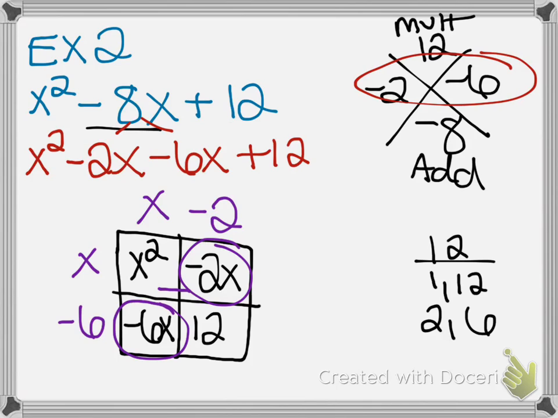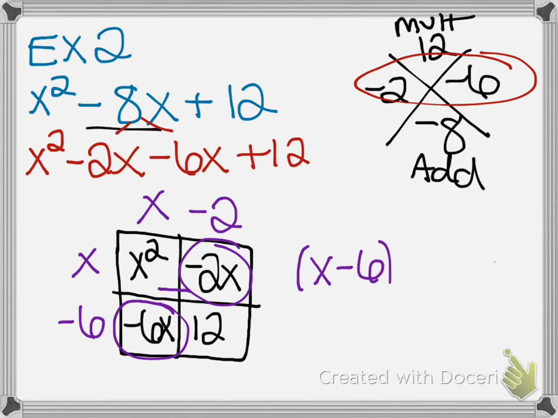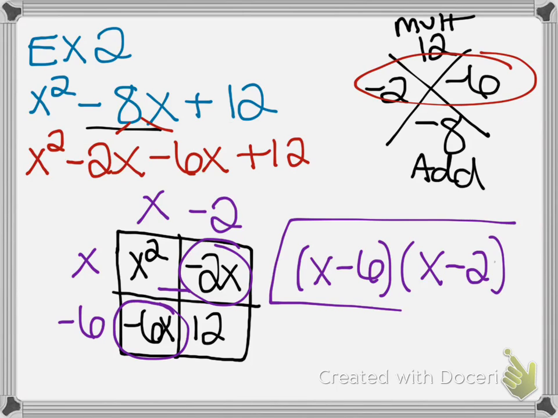So now I just need to write out, let me make some room. Now I just need to write out my factors in factored form. Again, it doesn't matter what order I write them in, so I just have x minus 6 times x minus 2, okay? So that is our answer in factored form.